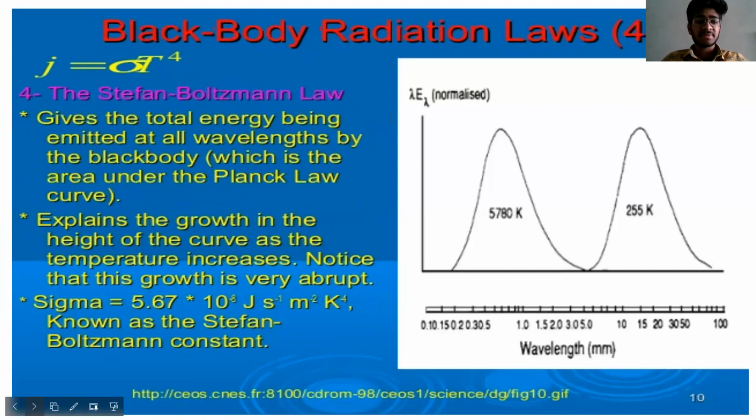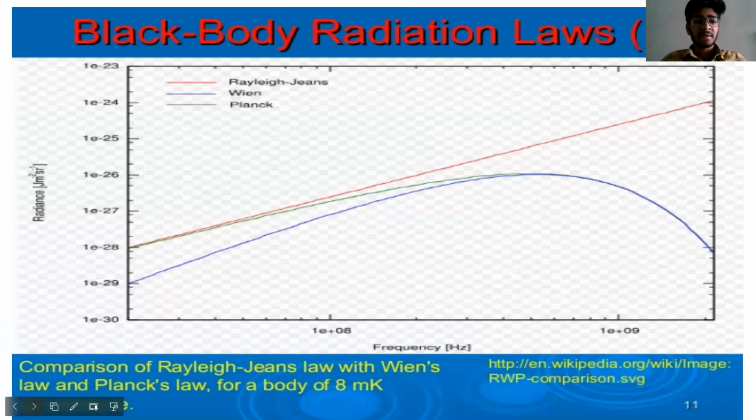Fourth law, Stefan-Boltzmann's law, gives the total energy being emitted at all wavelengths by the black body, which is the area under the Planck's law curve. It explains the growth in the height of the curve as the temperature increases. Notice that the growth is very abrupt. Sigma is 5.67 into 10 to the power of minus 8, known as the Stefan-Boltzmann constant. With the graph we have given, a comparison of Rayleigh-Jeans' law with Wien's law and Planck's law for a body.